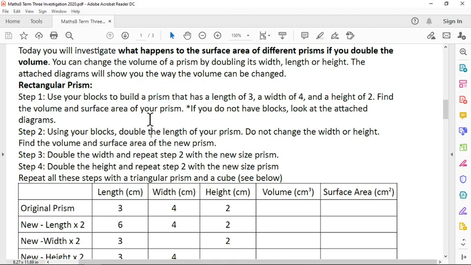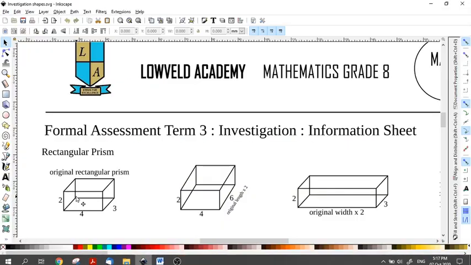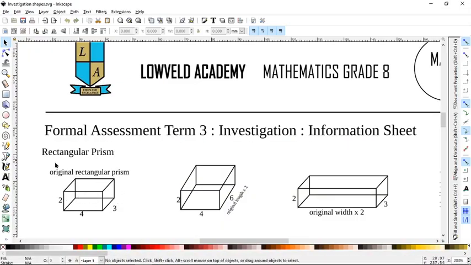So it says use your blocks to build a prism that has a length of 3, a width of 4, and a height of 2. Then it says find the volume and surface area of your prism. If you don't have the blocks, you can look at these diagrams that are on page 3. So here's the first thing you must make or think about. Here is a rectangular prism. It has a height of 2, and then this on the bottom is 4, and then this on the other side is 3. So this is the height, the width, and the length.